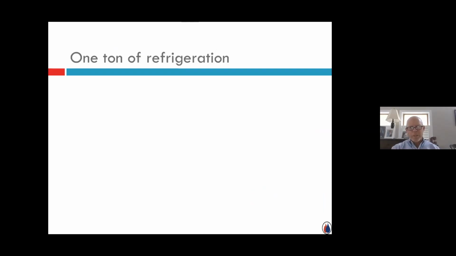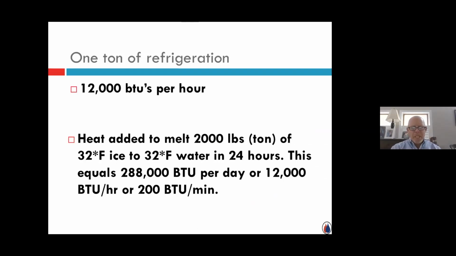Just a real quick side note, 1 ton of refrigeration, so 12,000 BTUs per hour. What they did is heat was added to melt 2,000 pounds, which is a ton, of 32-degree ice, and they wanted to change its state. They didn't want to change its temperature, but they just wanted to change its state from 32-degree ice to 32-degree water in 24 hours. This equaled 288,000 BTUs per day, or 12,000 BTUs per hour, which is where we come up with this 12,000 BTUs per ton.